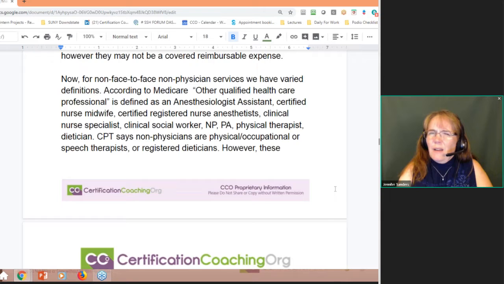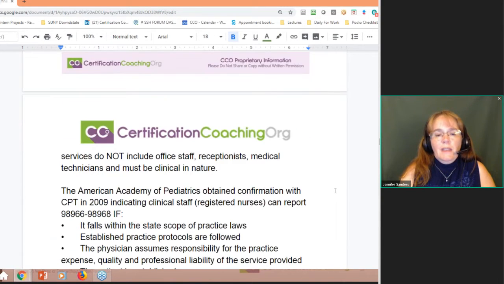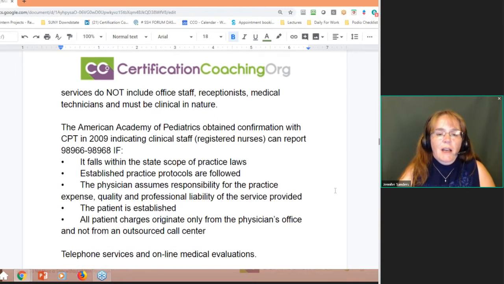So when you talk about non-face-to-face, non-physician services, that's a CPT definition. They're talking about your physical, speech, occupational therapists, and your dietitians. So the services are not your office staff, the receptionist, a medical assistant, a technician, and they have to be clinical in nature. They're not calling to discuss something else or some concern or their medical bill. We don't bill for that. It has to be a clinical concern.